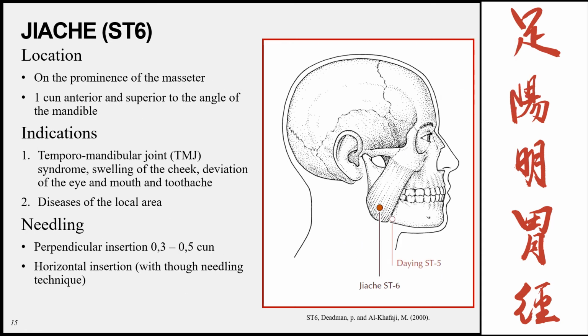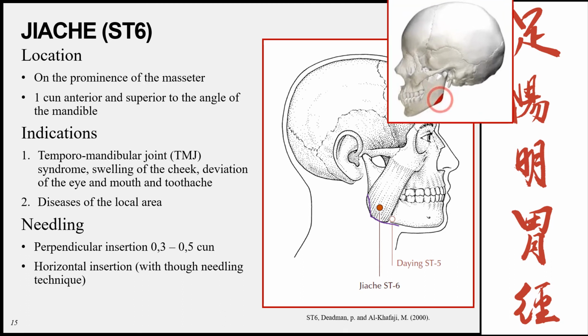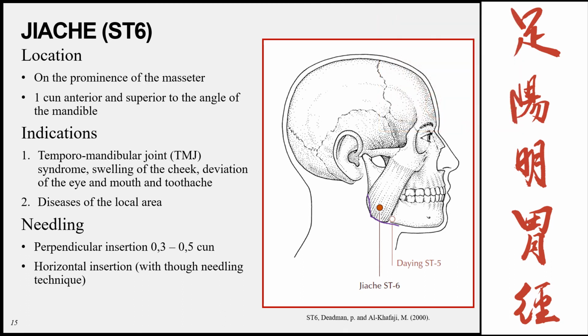The next point is Jiache, stomach 6. This point is located on the prominence of the masseter muscle, so that's the highest point of the masseter muscle, approximately 1 tsun anterior and superior to the angle of the mandible. Once again, this image here shows you the angle of the mandible, which is this portion here. Then we go 1 sun superior, so that's up from the angle, and 1 sun anterior, which will be in this direction. This point should correlate to the highest point of this masseter muscle, which would be around this region.